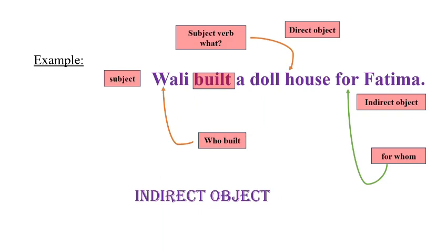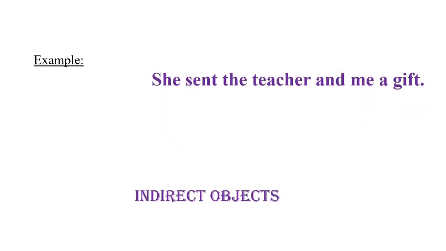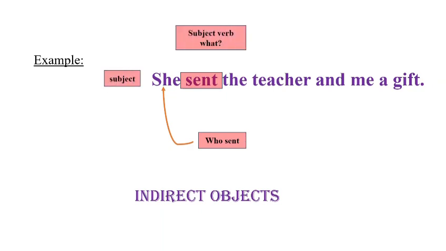So as I told you earlier, the indirect object is always between the verb and the direct object. So in this sentence, for Fatima, the indirect object is at the end because it's a prepositional phrase, right? She sent the teacher and me a gift. Sent. Who sent? She. She sent what? A gift.